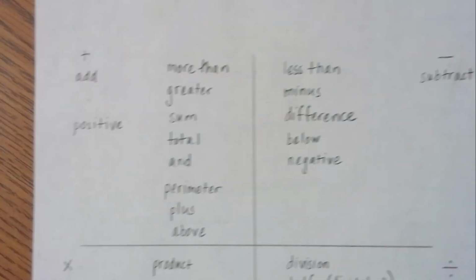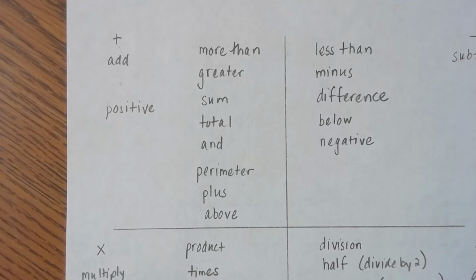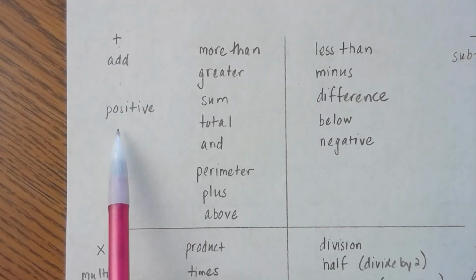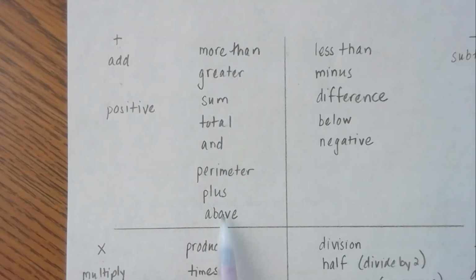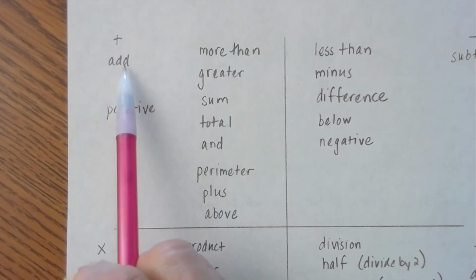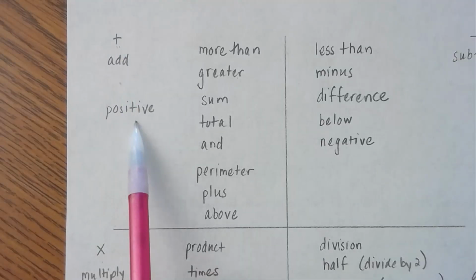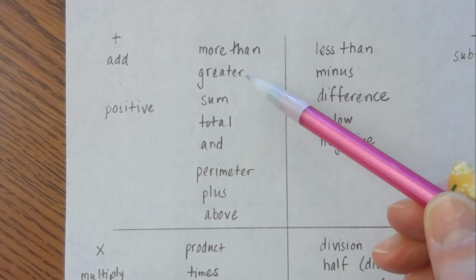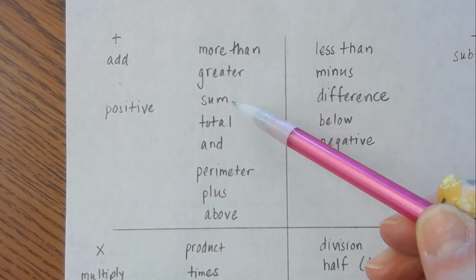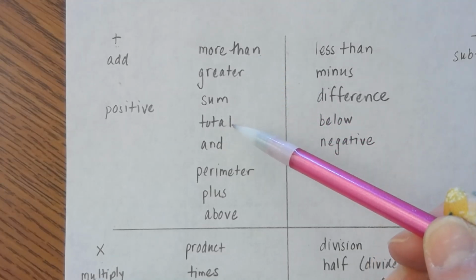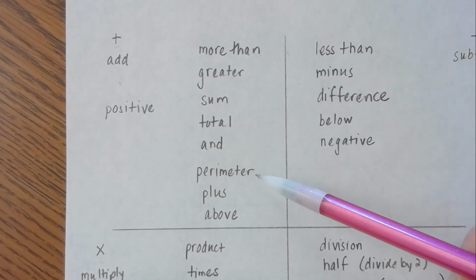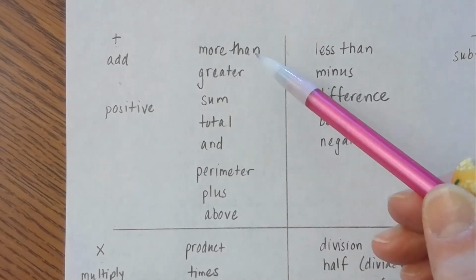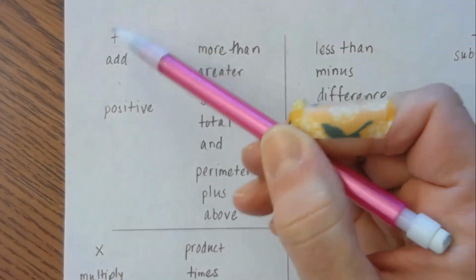So let's start with this box here. Adding is attached to all of these words. When you see the word add, you would think of this sign. Positive is this symbol. More than, greater, sum, total, and, perimeter, plus, above. All of these words tell you to add.